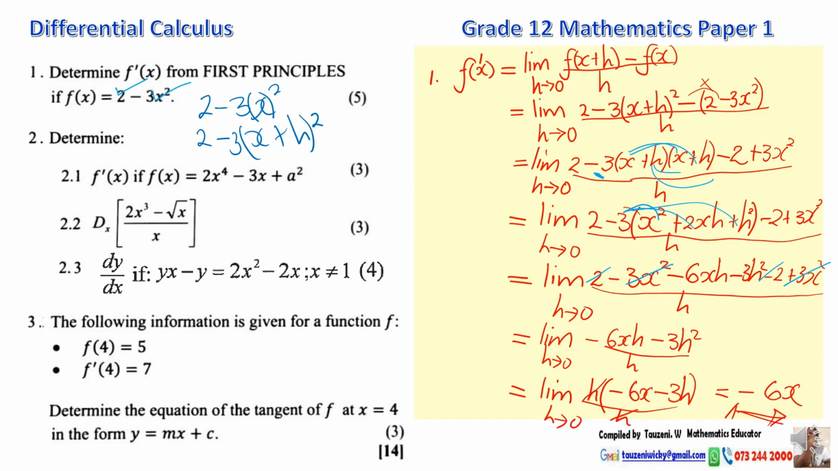When you are done, make sure that you check that the original terms in your expression subtract each other. The remaining terms must have h as a common factor. You factor out h, and then the remaining h becomes 0, and that completes your answer for that question. We have differentiated question 1 using first principles, and our answer is negative 6x.